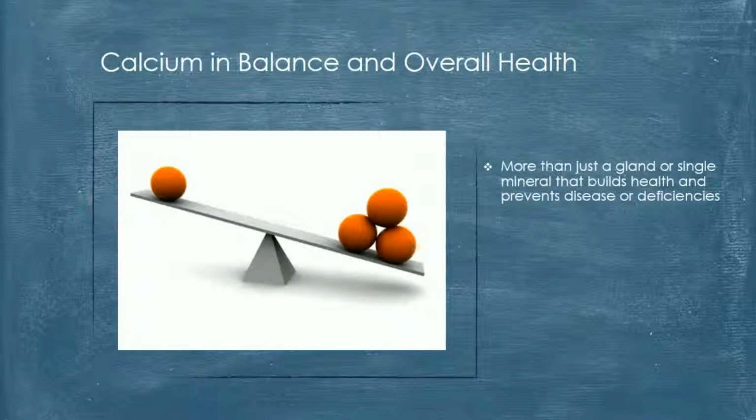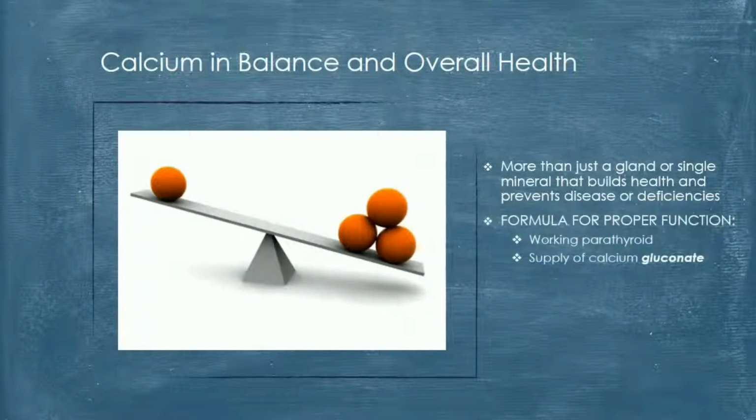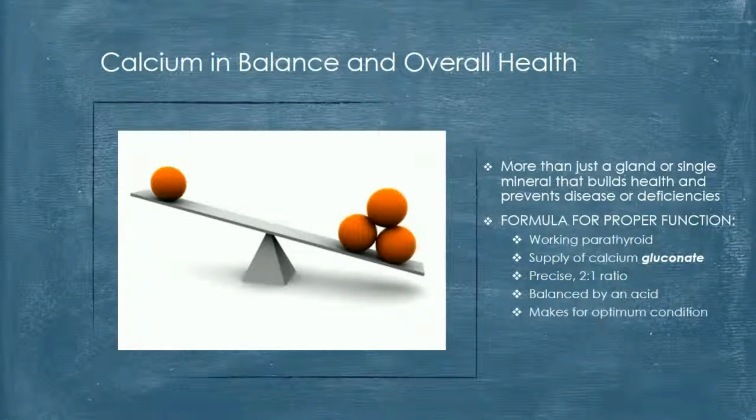Obviously, it is more than just a gland or single mineral that builds health and prevents disease or any of the deficiencies discussed here. A properly working parathyroid, coupled with a proper supply of the correct form of calcium in a precise 2-to-1 ratio to its partner mineral magnesium, all balanced by an acid, is the formula for proper function. All elements present can make for the optimum body and condition.